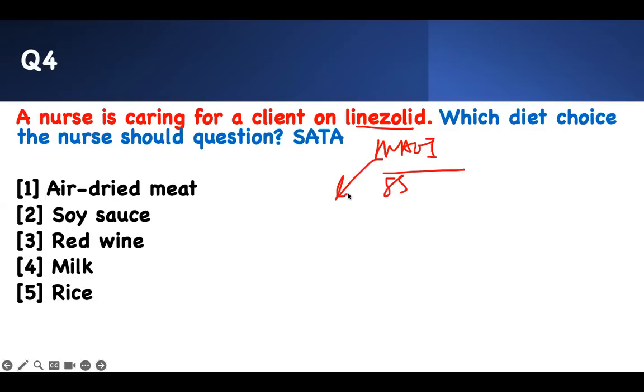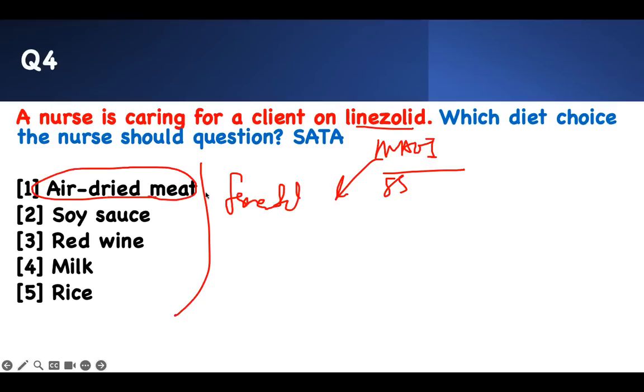Therefore, if you're taking an MAOI, you should avoid what? You know it: fermented food, right? I did not use the word fermented, but there is fermentation there. Do you see it? These are the things you should master when you're taking your test. Air-dried meat is a form of fermentation. When you air-dry something, you're causing fermentation.